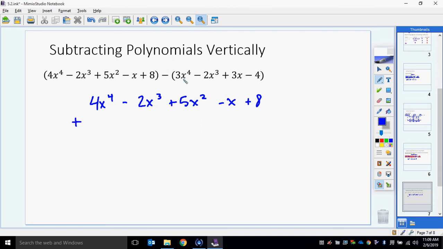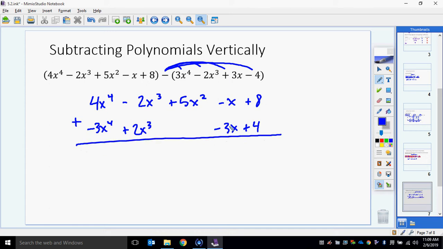So I would write addition and kind of already distribute that negative when you're writing it vertically. Okay, so I'm going to add the opposite of whatever's in my parentheses. So a negative 3x to the fourth. Opposite of negative 2x cubed would be positive 2x cubed. Opposite of 3x would be negative 3x. And opposite of negative 4 would be positive 4. That way I just know that I'm adding and I have the sign right there in front of me. But you can certainly do it the other two ways.